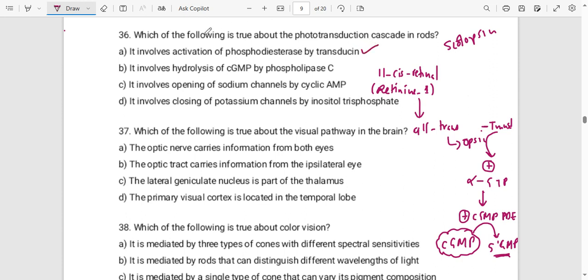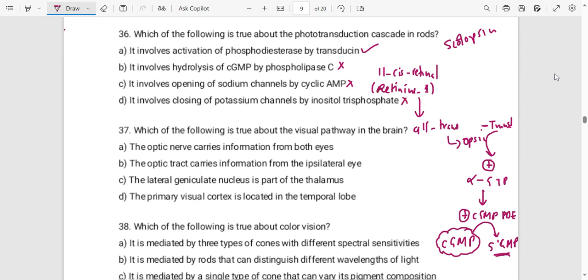You know that is true, isn't it? The following is true about phototransduction. B says it involves hydrolysis of cGMP by phospholipase. We know it's not by phospholipase. C says it involves opening of sodium channels by cAMP. It's not cAMP, it's actually cGMP, right? And it's not even this one. D says it involves closing of potassium channels. It's also not that. So that's why.